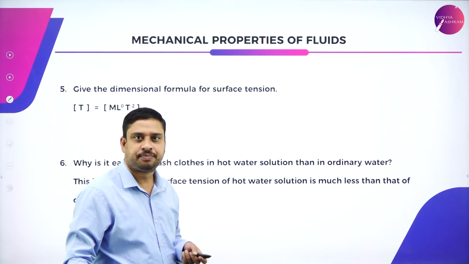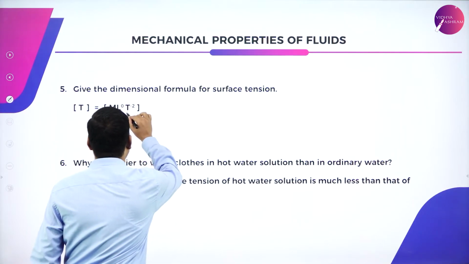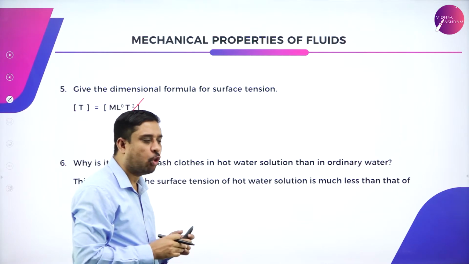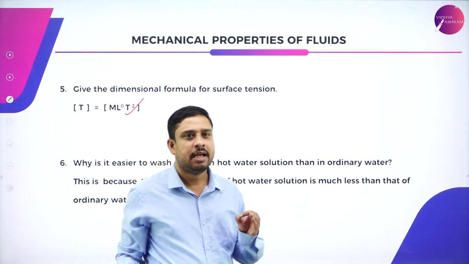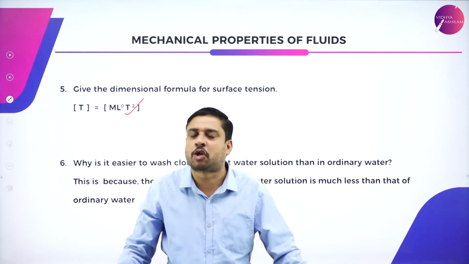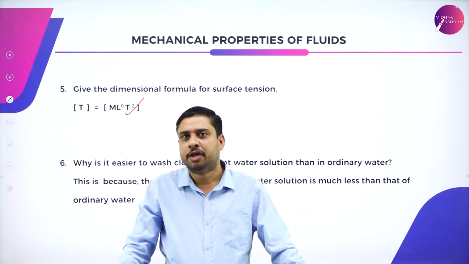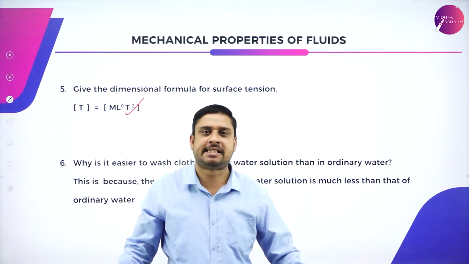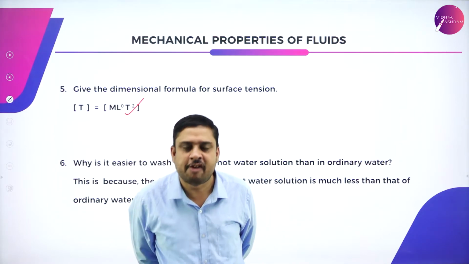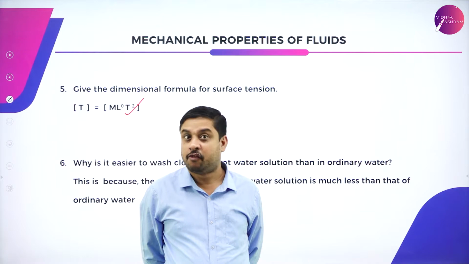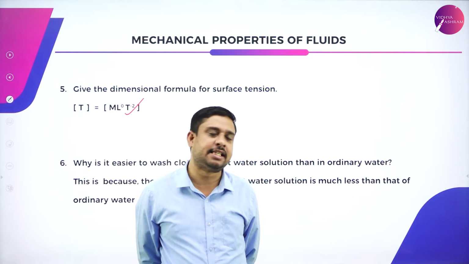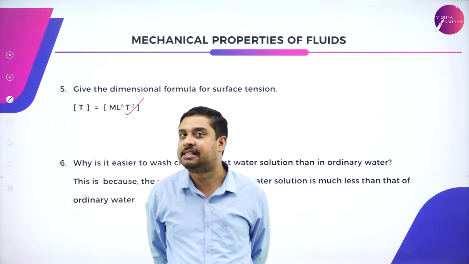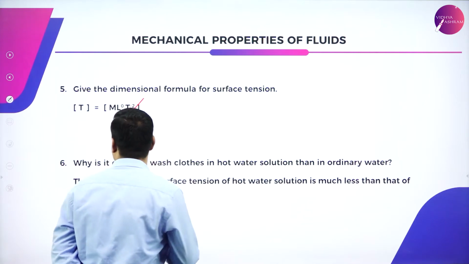Dimensional formula we have already written. It is M L^0 T^-2. Again, I repeat, in the first section of the question paper, you will be asked to write the SI units or dimensional formulas for several physical quantities. You have to be in a position to answer that rigorously. The next one.